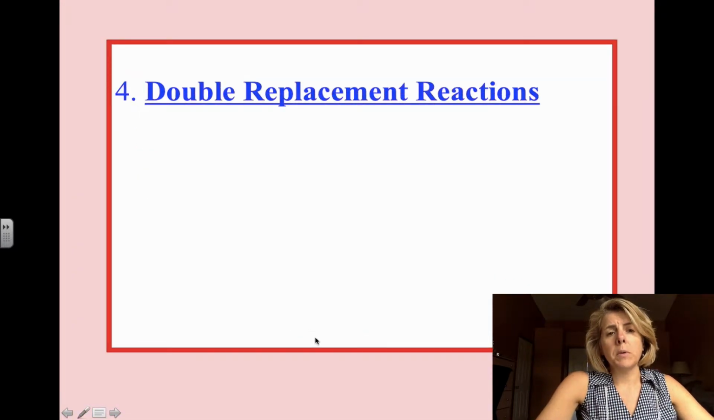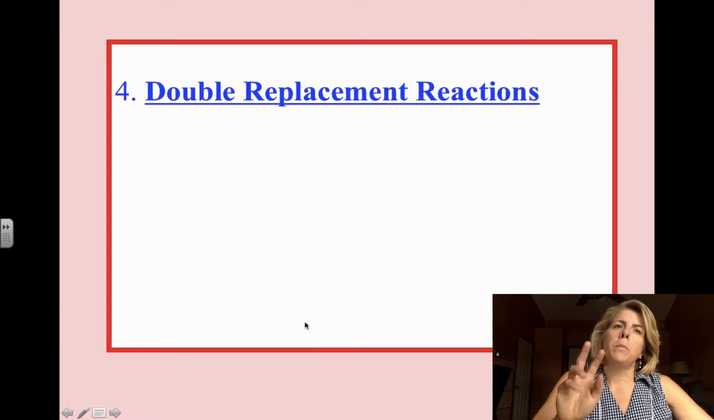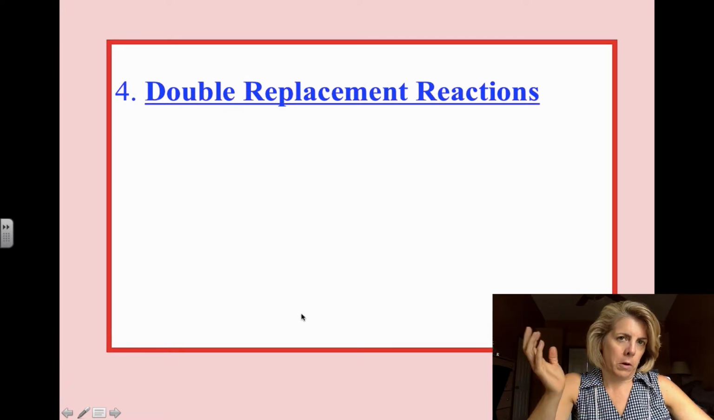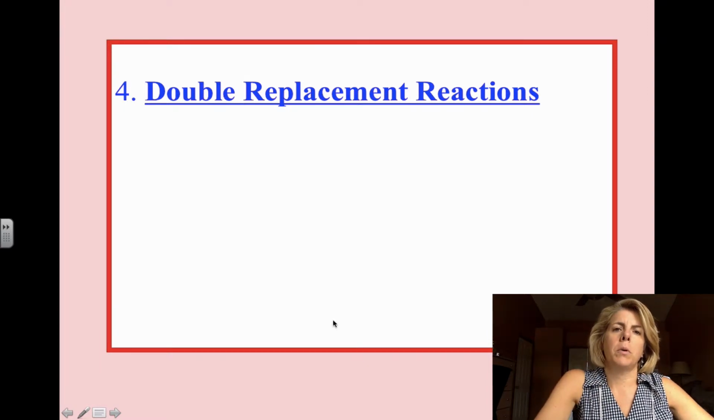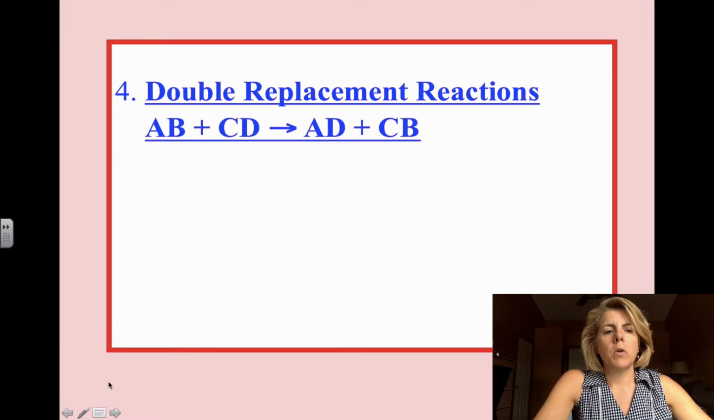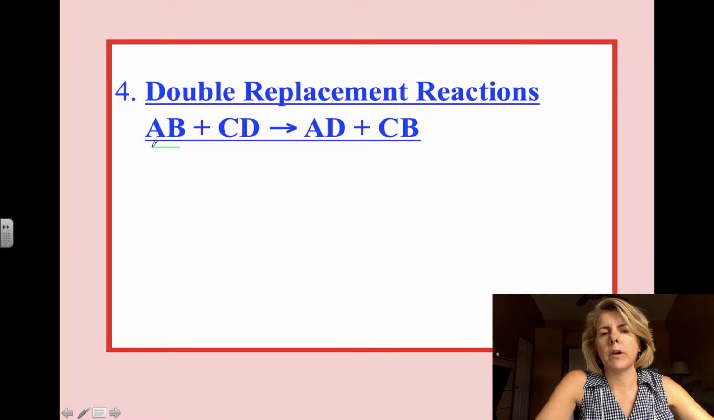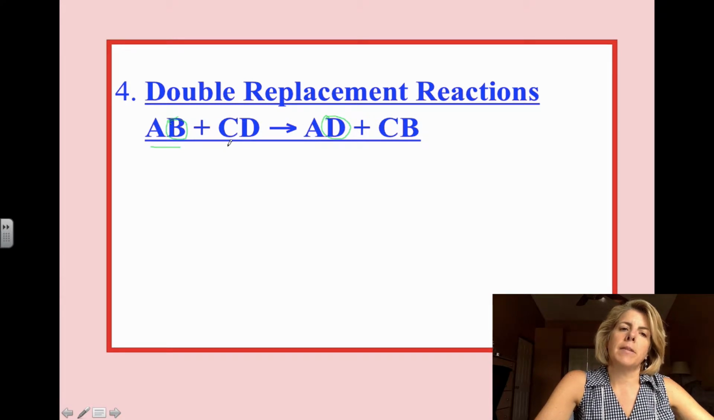Okay, double replacement is a little more complicated. Imagine you have two sets of partners, and they decide that they don't like to dance with their partner, so they switch with another person. Same thing is happening here. So notice that we don't have elements by themselves. That's usually a good indicator that you're talking about double replacement. So A is tired of dancing with B, so he decides to join D instead. And the same thing is happening with partners C and D. So C switches D with B.